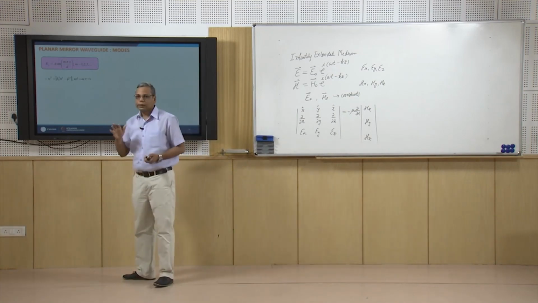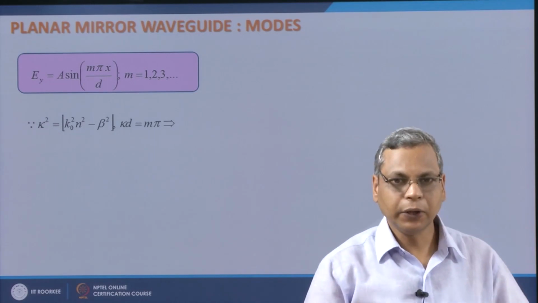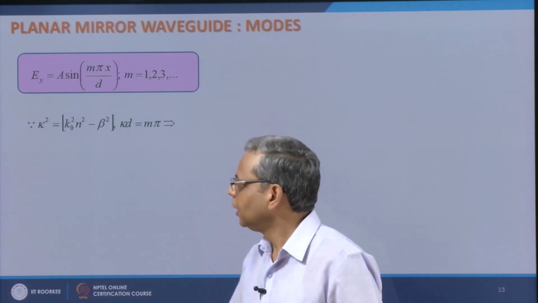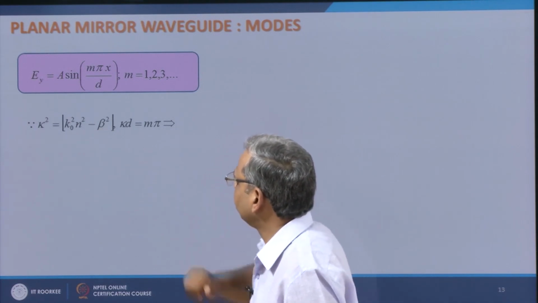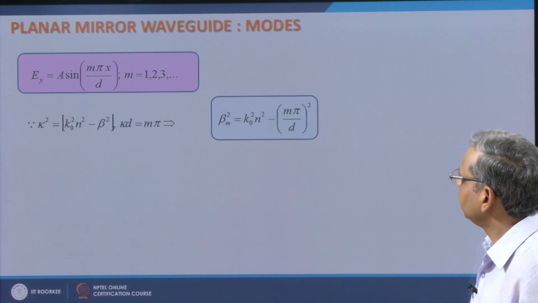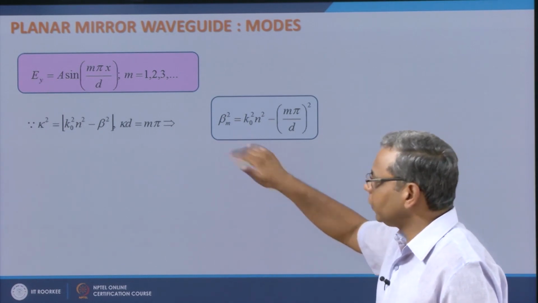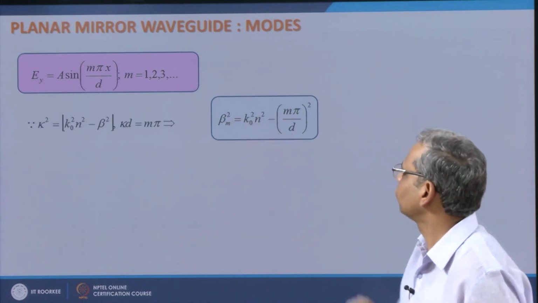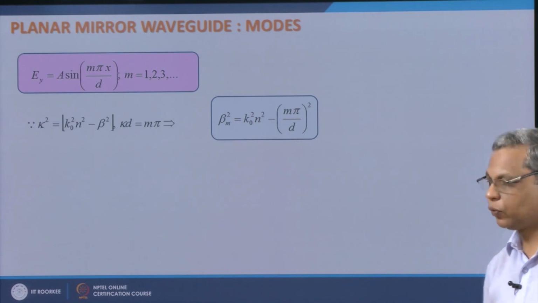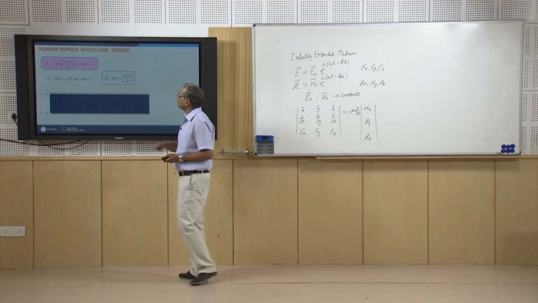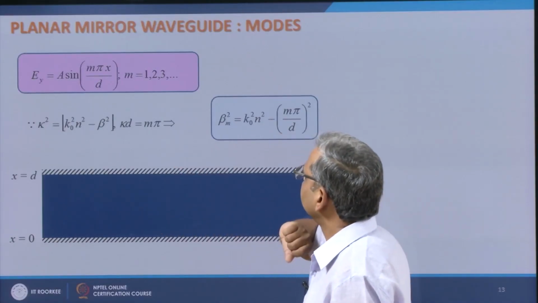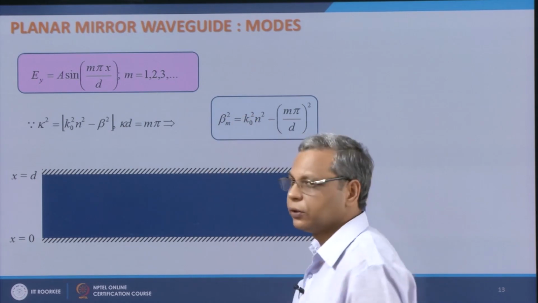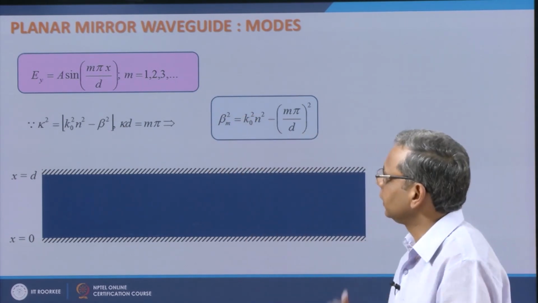Now, I have got Ey of x, what is left? Corresponding beta. From where beta are coming? From here, because I know kappa d is equal to m pi and kappa square is equal to k naught square n square minus beta square. So, this gives me that there would be only certain discrete values of beta defined by beta m and given by beta m square is equal to k naught square n square minus m pi over d whole square. So, I have got for a planar mirror waveguide only certain functions which have certain propagation constants, okay, they will be sustained.